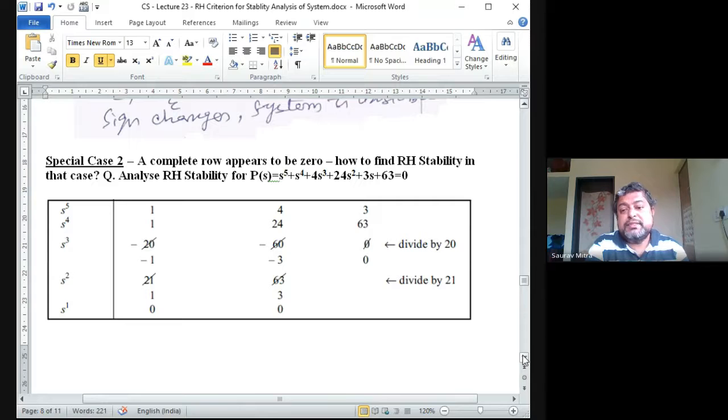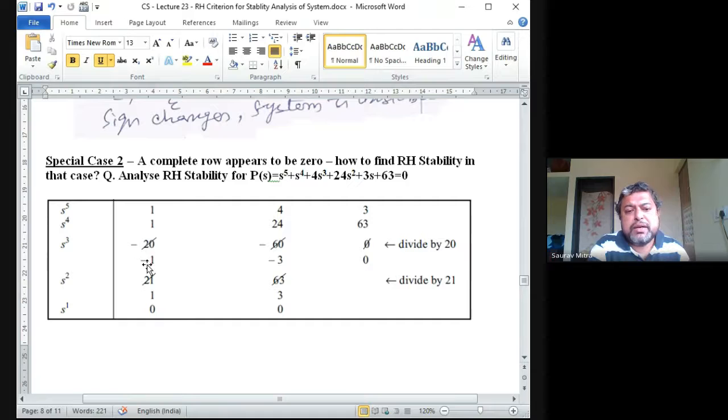Type 2 case, this is again the same thing. The whole row becomes equal to 0. So a complete row appears to be 0. Then how to go for RH stability analysis? This is a little complex. So what is the equation? s^5, s^4, 4s^3, 24s^2, 3s and 63. The first column is 1, 4 and 3, and the second row is 1, 24 and 63. If you solve it, it becomes minus 1, and so it becomes minus 20 and minus 60.